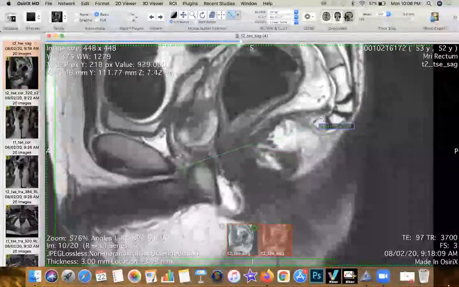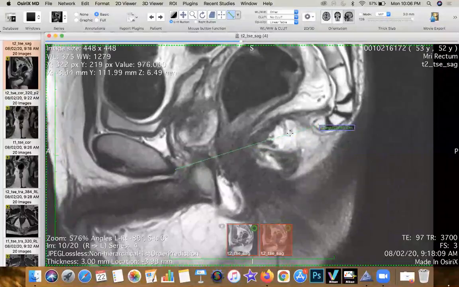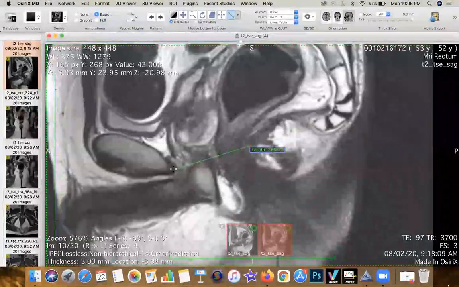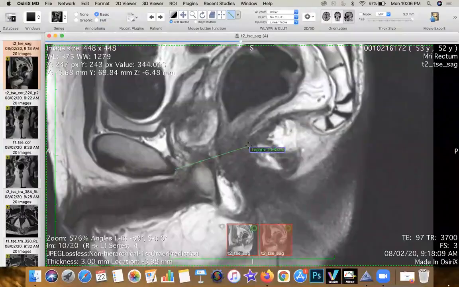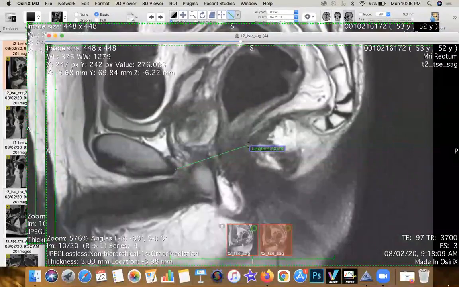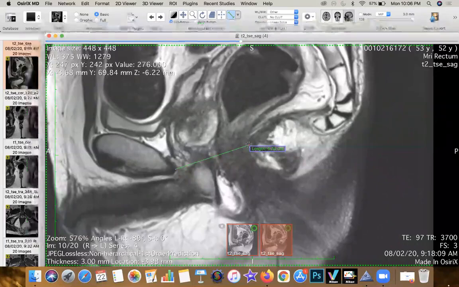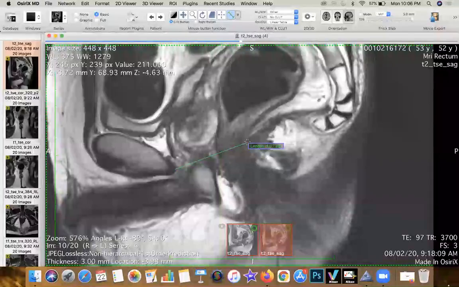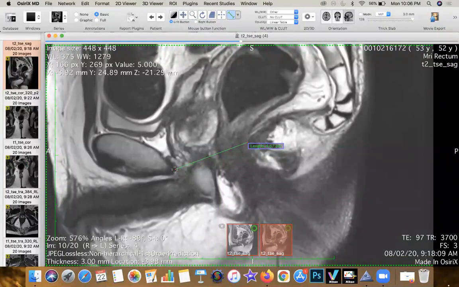So the pubococcygeal line goes all the way to the last joint. The H line goes from the inferior-most edge of the pubic symphysis and reaches up to the level of the transition zone between the anal canal and the rectum, the so-called posterior rectal wall, where you have the transition zone. This ARJ is very important. The length of this line should never exceed 5 centimeters.